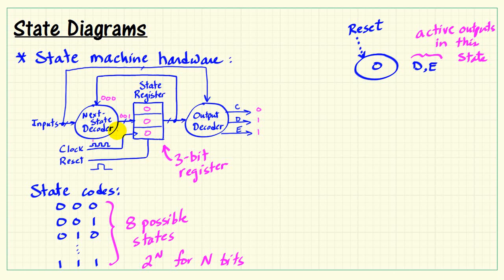Clock edge comes along, and this value then gets sampled into the state register. We are now in a new state, and again I'll translate the binary pattern 001 into simply decimal 1. So this arrow denotes the transition from state 0 to state 1. It's called an unconditional transition because it did not depend at all on the inputs.